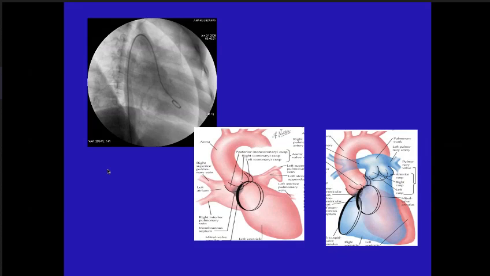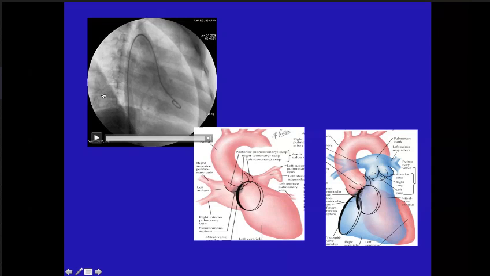Okay, whoever said LAO cranial is wrong, because the heart still has a typical egg-shaped appearance. The spine has gone to the right of the heart. Therefore, it is typically an RAO view. But is it steep RAO or mild RAO? It is steep RAO because very little of the heart is overlapping the spine. If it was mild RAO, half of the heart would be overlapping the spine. If it is total lateral, the heart would be clear of the spine.